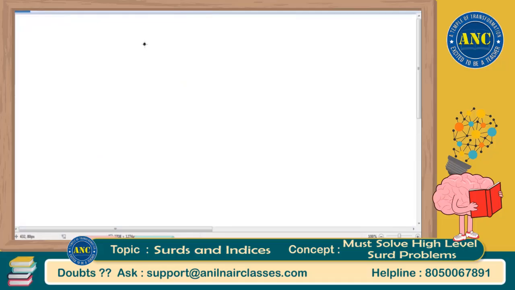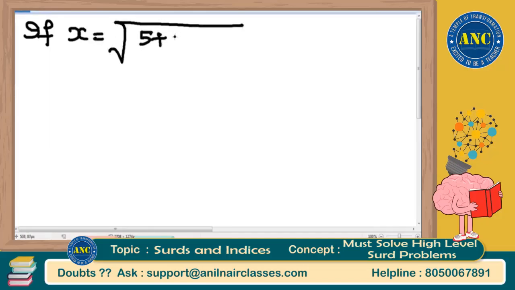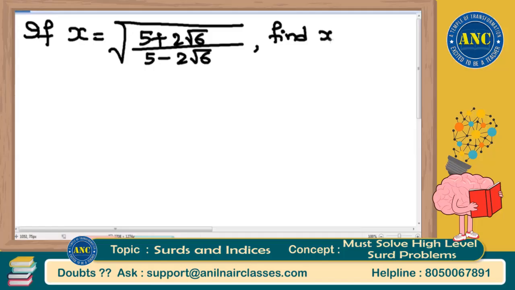Your question is: if x is equal to the square root of (5 plus 2 root 6) divided by (5 minus 2 root 6), find the value of x square into (x minus 10) whole square.